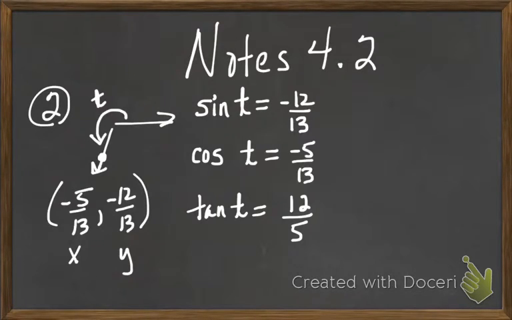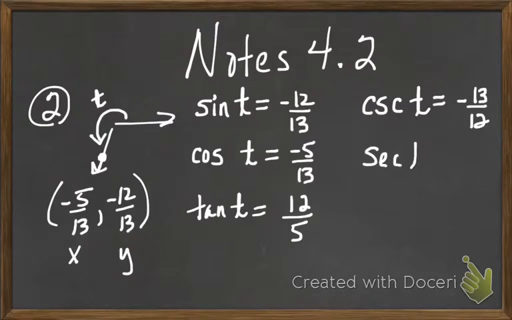And then I use my reciprocals. Right beside sine, I write cosecant. Cosecant is the reciprocal of sine, so I just flip 12/13 over. So my cosecant value would be -13/12. Secant is the reciprocal of cosine, so I just flip 5/13 over, keep the sign. So secant would be -13/5. Cotangent is the reciprocal of tangent. So cotangent would be what?